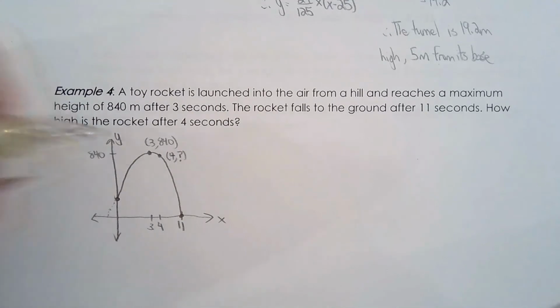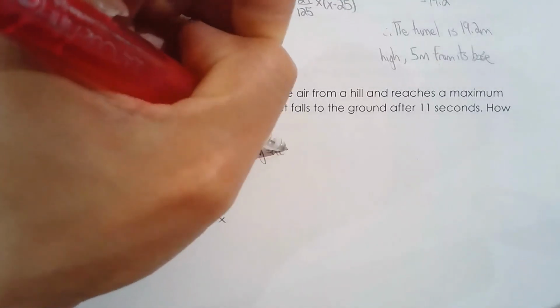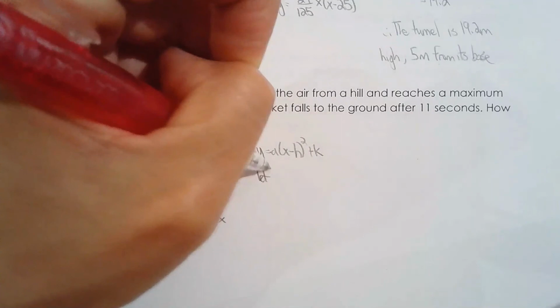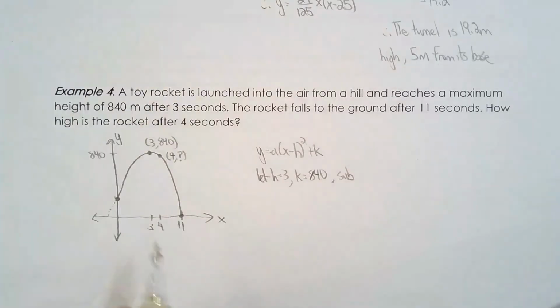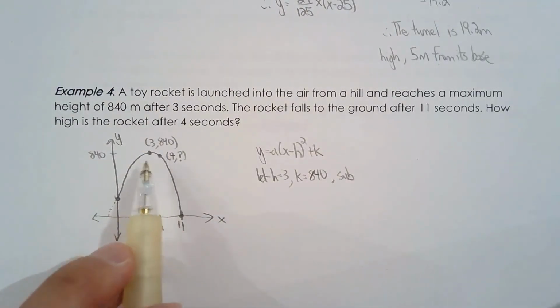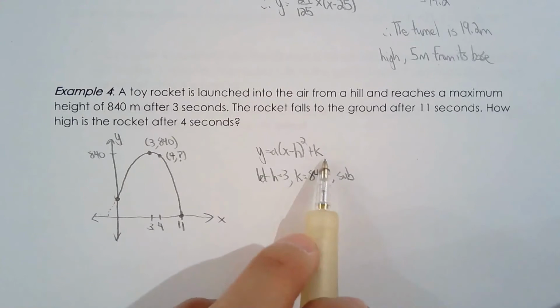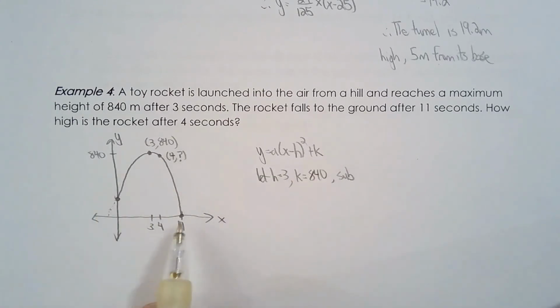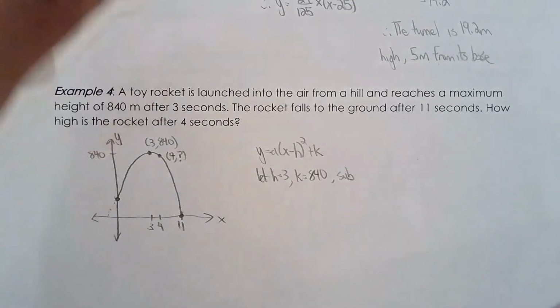That said, I'm still going to build it in vertex form, because in my previous example I built it in factored form. So in vertex form, let h equal 3, k equal 840. I'm going to sub in the point. Please don't sub in the vertex. You can't sub in the vertex because you've already used that piece of information. So you have to sub in this point here, 11, 0.